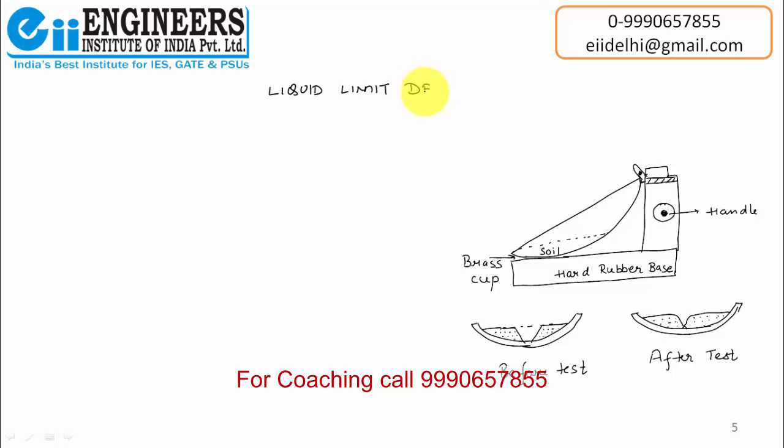Liquid limit determination. Well, for liquid limit determination, we use Casagrande apparatus. This is basically the Casagrande apparatus. It has a brass cup which is resting on a hard rubber base, and it has a handle with which, if we rotate this handle, we can make this brass cup give a blow on this hard rubber base.